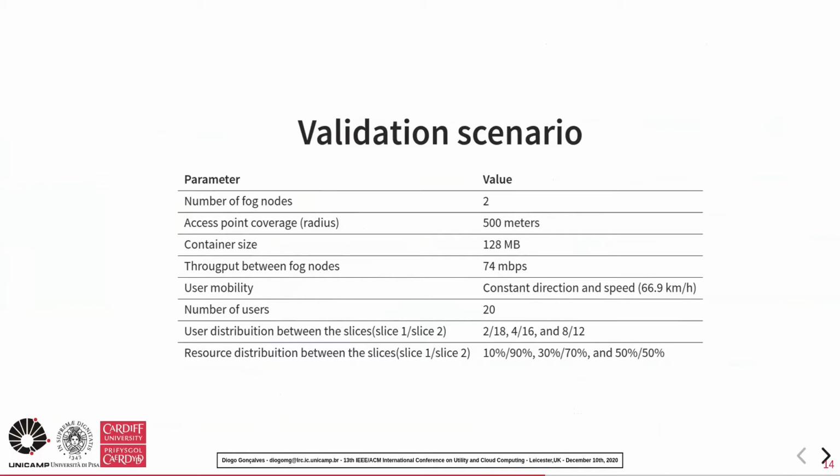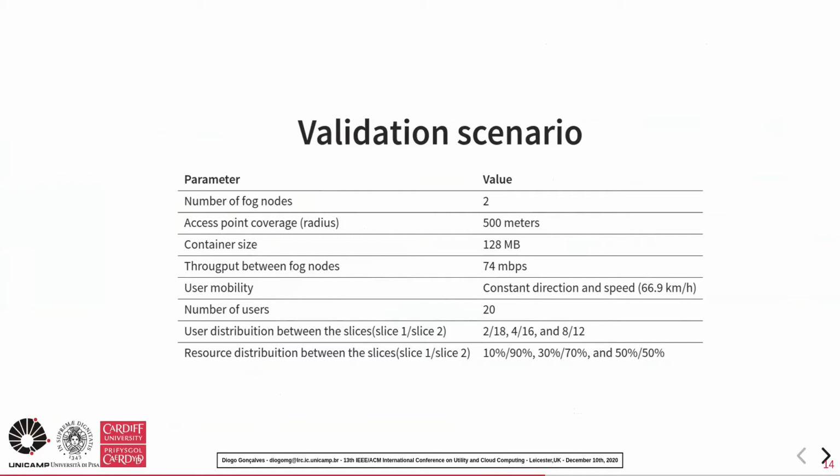In the first one, we simulated different user distributions among slice 1 and 2. We allocated 2 users in slice 1 and the remaining 18 users in slice 2. In another scenario, 4 users in slice 1 and 16 in slice 2. And the last one, with 8 users in slice 1 and 12 users in slice 2.